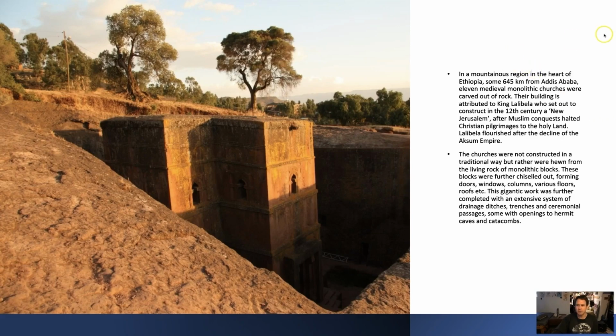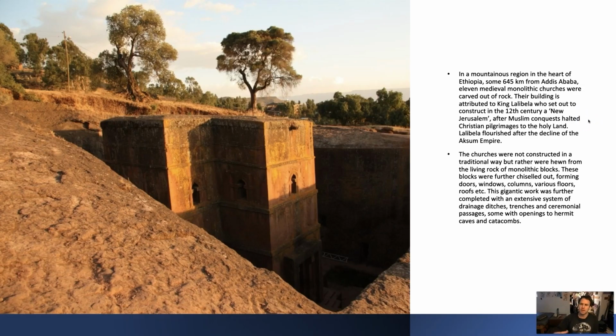So in the mountainous regions at the heart of Ethiopia, some 645 kilometers from Addis Ababa, 11 medieval monolithic churches were carved out of rock. Their building is attributed to King Lalibela, who set out to construct in the 12th century a new Jerusalem after Muslim conquest halted Christian pilgrimages to the Holy Land. Lalibela flourished after the decline of the Aksum Empire.